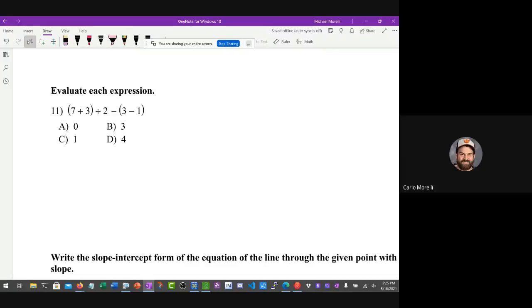Moving on, number 11. This is just an order of operations deal. Let's deal with the parentheses first. So 7 plus 3, that's going to be 10. So I got 10 divided by 2. And then let's deal with the parentheses here. 3 minus 1 is 2, so it's 2 minus 2. Order of operations now tells us to do division. 10 divided by 2 is 5. 5 minus 2 equals 3. I believe the answer is B, 3.